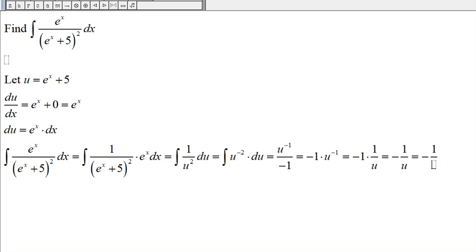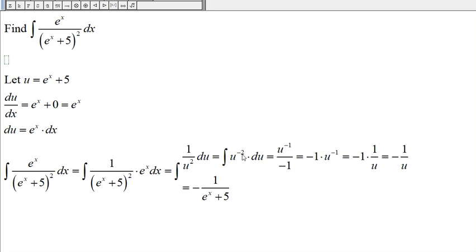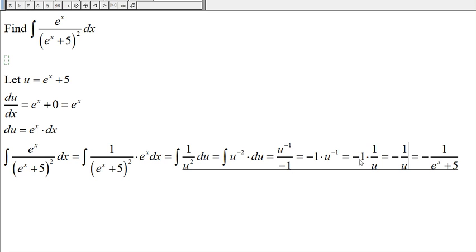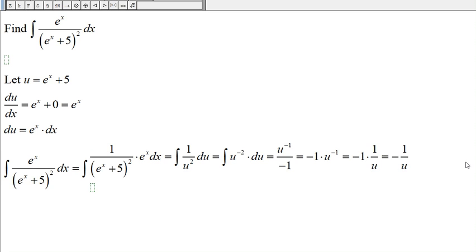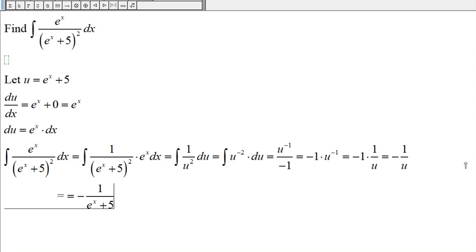Then u is e to the x plus 5. And then plus c. So this is the answer.